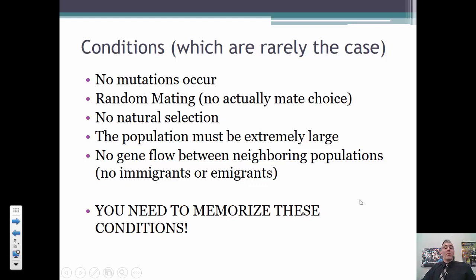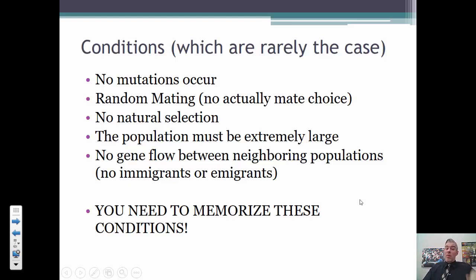The population must be infinitely large, and we'll talk about why that is a little bit more when we get into genetic drift, because of random changes that can drastically affect populations. And then the other thing is that there's no gene flow between neighboring populations, which is called immigration or emigration. We don't have random alleles coming in from a neighboring population or leaving to go somewhere else.